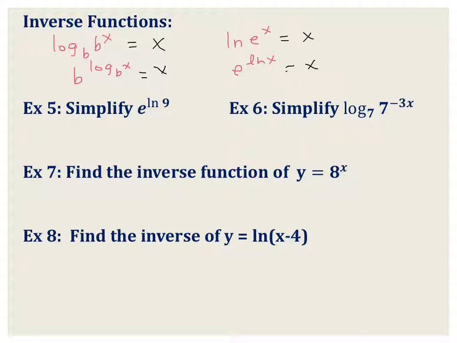So e to the natural log of 9 follows this rule right here. X is in the place of the 9, so this is just equal to 9. This one follows this rule right here. And negative 3x is in the place of the x, and this is just equal to negative 3x.